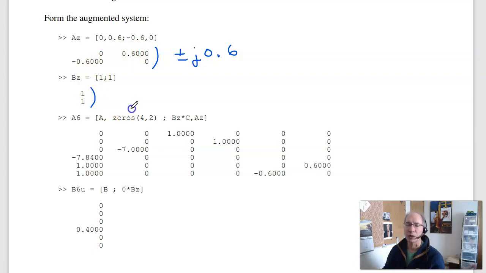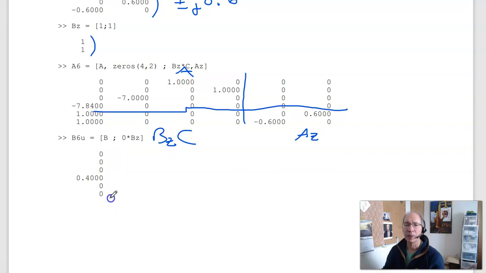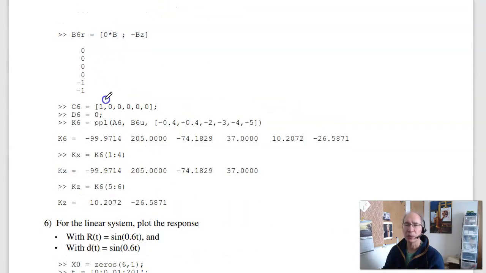1, 1 works. The augmented system now has 6 states. 4 states for the plant, and 2 states for the servo compensator. So here's AZ, here's A, and this is BZ times C. The B matrix with respect to U, and the B matrix with respect to R, the set point.